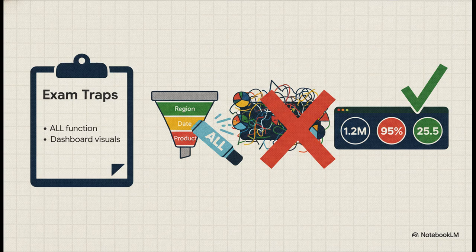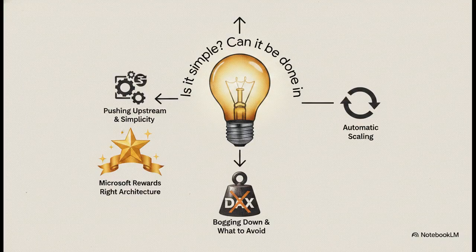Also, keep in mind that throwing more visuals onto a page is almost never the solution for an executive dashboard. They want clean, focused KPIs. If you're ever stuck between two seemingly viable answers on the test, just apply this 10-second mental checklist to guide you to the most scalable, enterprise-ready solution. Ask yourself, is it simple? Can it be pushed upstream to Power Query instead of bogging down DAX? Does it scale and refresh automatically? Microsoft will always reward the architecture that requires the least manual intervention down the road.